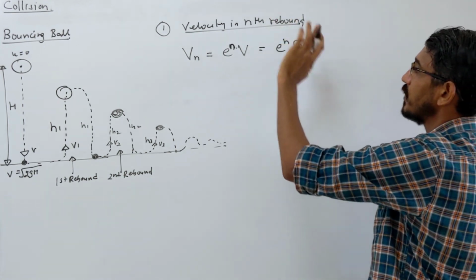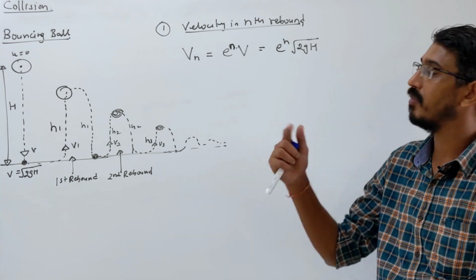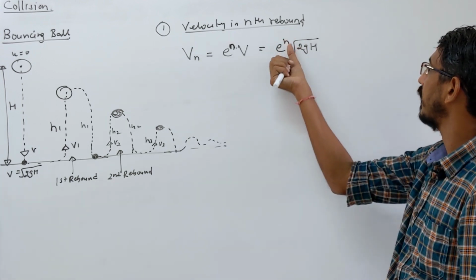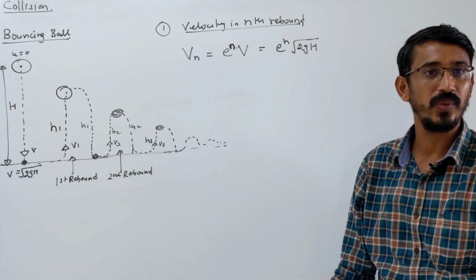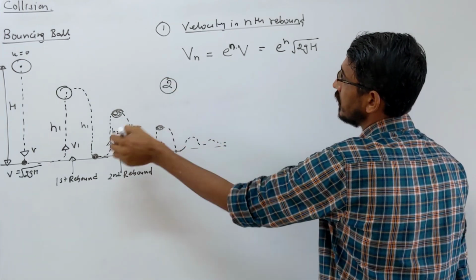A ball is dropped from some height h, 1 meter, 10 meter. What's the velocity achieved in the third rebound, fourth rebound? You put n and that height here. All the things are known to you.